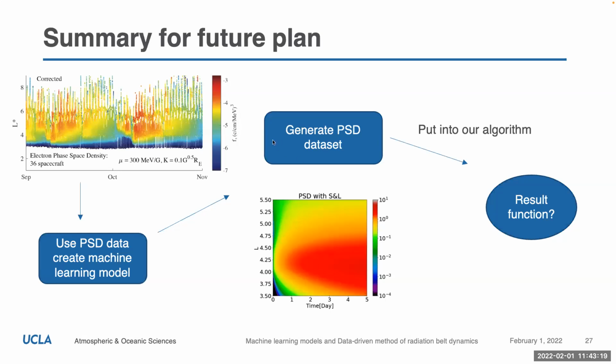To summarize our future plan, we want to use our data set to create a machine learning model, which we already did for the electron flux. It's very similar. Then we want to generate a phase space density data set that comes from real data. One good part is that we can generate well-conditioned data on the grid and then put it into our algorithm. So we'll find, okay, what's the real result? What's the real function governing the radiation belt? Is that different from our previous understanding? Are there missing terms in our function? Well, that's going to be explored, and this is our future plan.